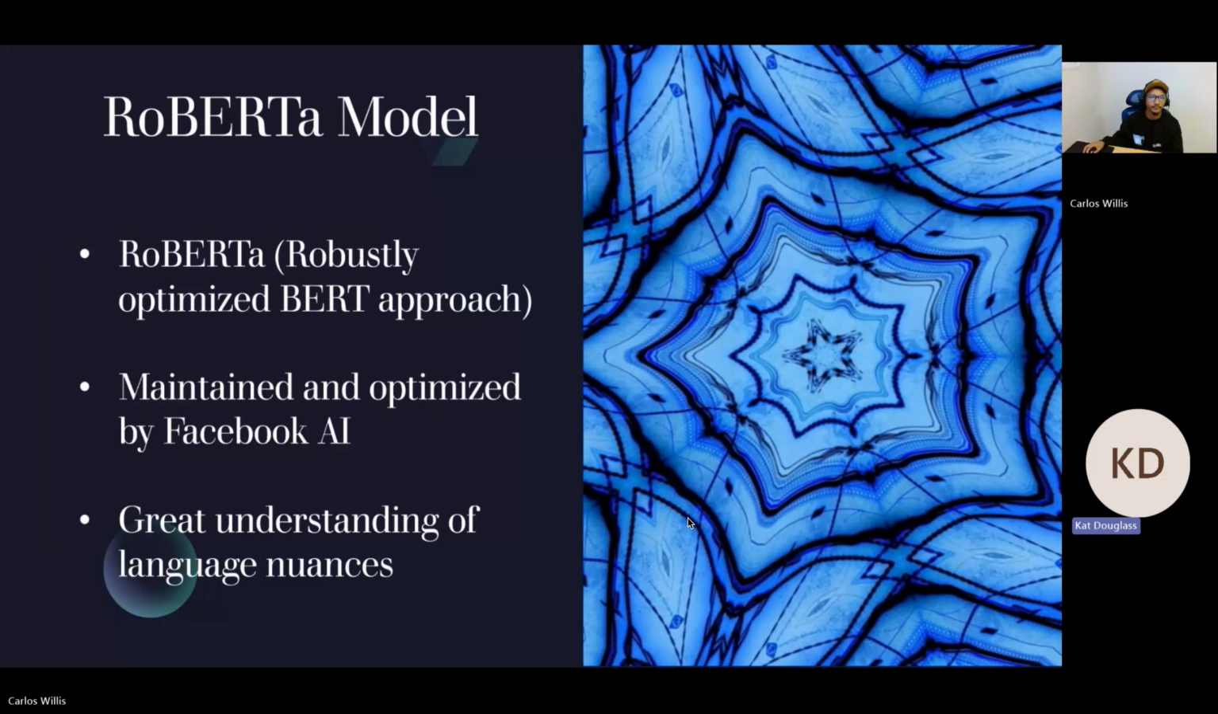Next, we have the Roberta model. So the Roberta, or the Robustly Optimized BERT approach, stands as a significant advancement in natural language processing. It offers a versatile and powerful tool for various text understanding tasks. It's actually built upon the BERT, or the Bidirectional Encoder Representations from Transformers architecture, but the Roberta model benefits from extensive pre-training on large-scale text corpora, which enables it to learn rich representations of language. So overall, the Roberta model provides a deeper understanding of contextual relationships within text and allows it to capture nuanced meanings and semantic intricacies.